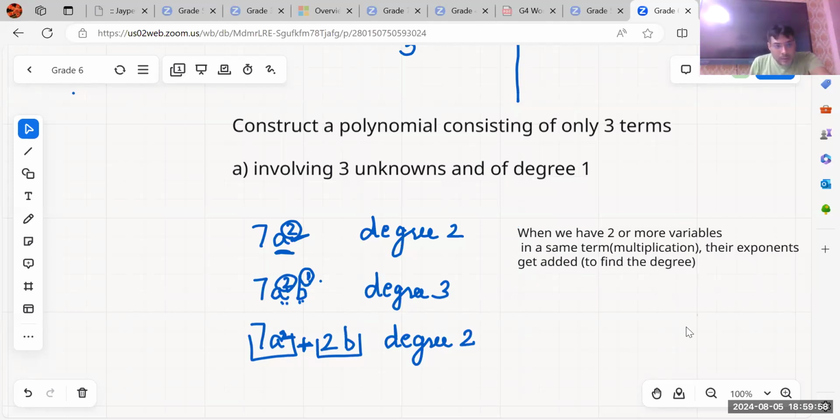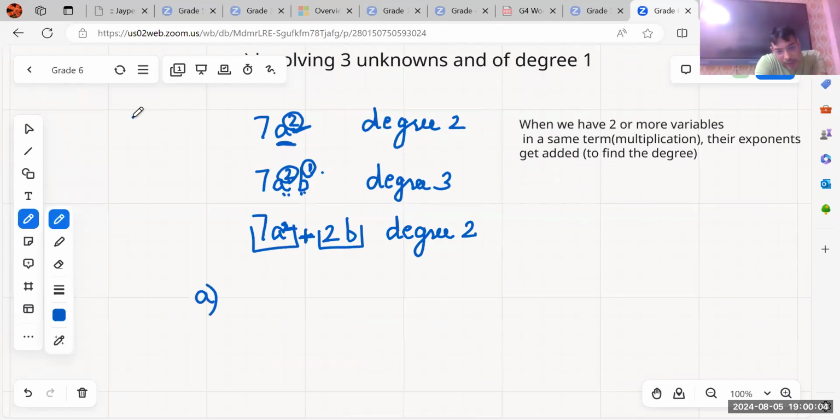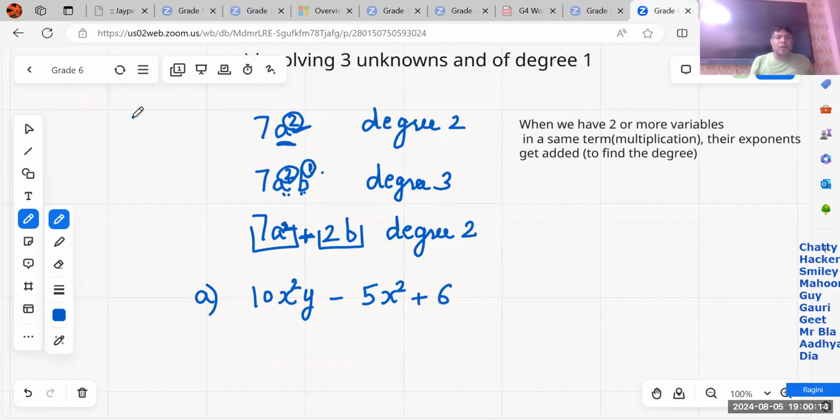So let me give you one or two more examples. You guys give me the degree of 10 x square y minus 5x square plus 6. So everyone give me the degree of this polynomial.